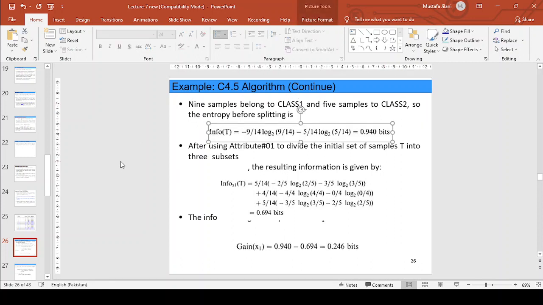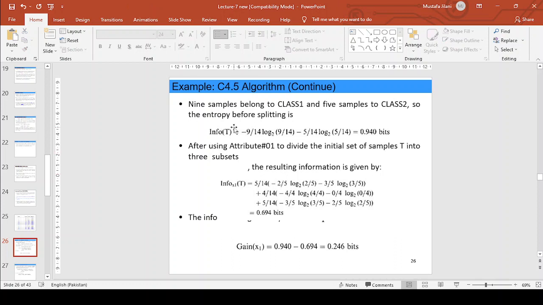Entropy for the whole data will be: this is the frequency 9 for class 1 out of 14, log 2 of 9 over 14. You remember that here it is the frequency of C1 and this is the frequency of C2. So 9 over 14 log 2 of 9 over 14, minus 5 over 14 log 2 of 5 over 14. You need a calculator or a program to solve this. It will give you 0.94 bits.